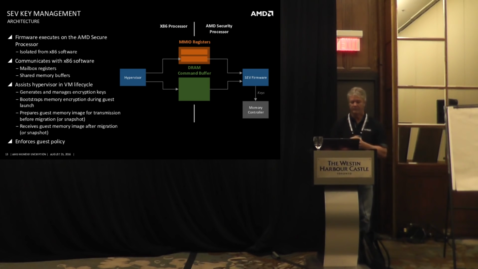The purpose of the secure processor is to help with the VM lifecycle. It generates and manages the encryption keys, as I stated before. It does some bootstrap memory encryption during a guest launch. So that's how we would launch a guest right from the beginning if it's running in, say, real mode. For BIOSes, things like that, we would have to tell the secure processor to pre-encrypt that before we actually start the vCPUs.